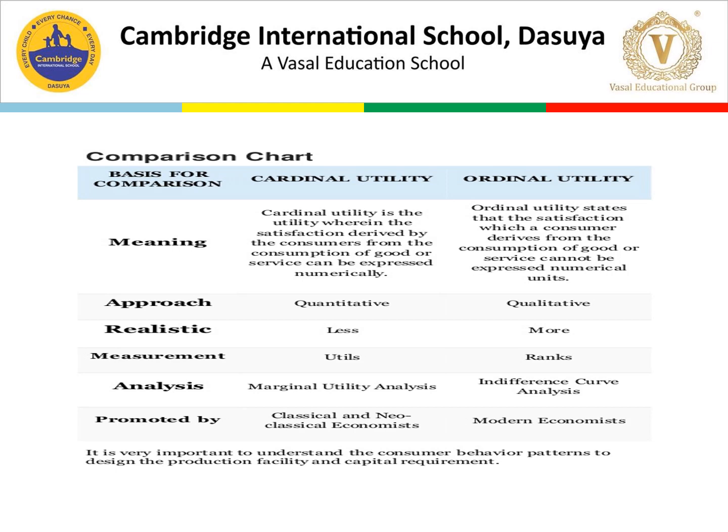Now the next concept is ordinal utility. On the basis of meaning, ordinal utility states that the satisfaction which a consumer derives from the consumption of goods or services cannot be expressed in numerical units. So we cannot measure the ordinal utility approach with the help of numbers. It is not numerical in value.